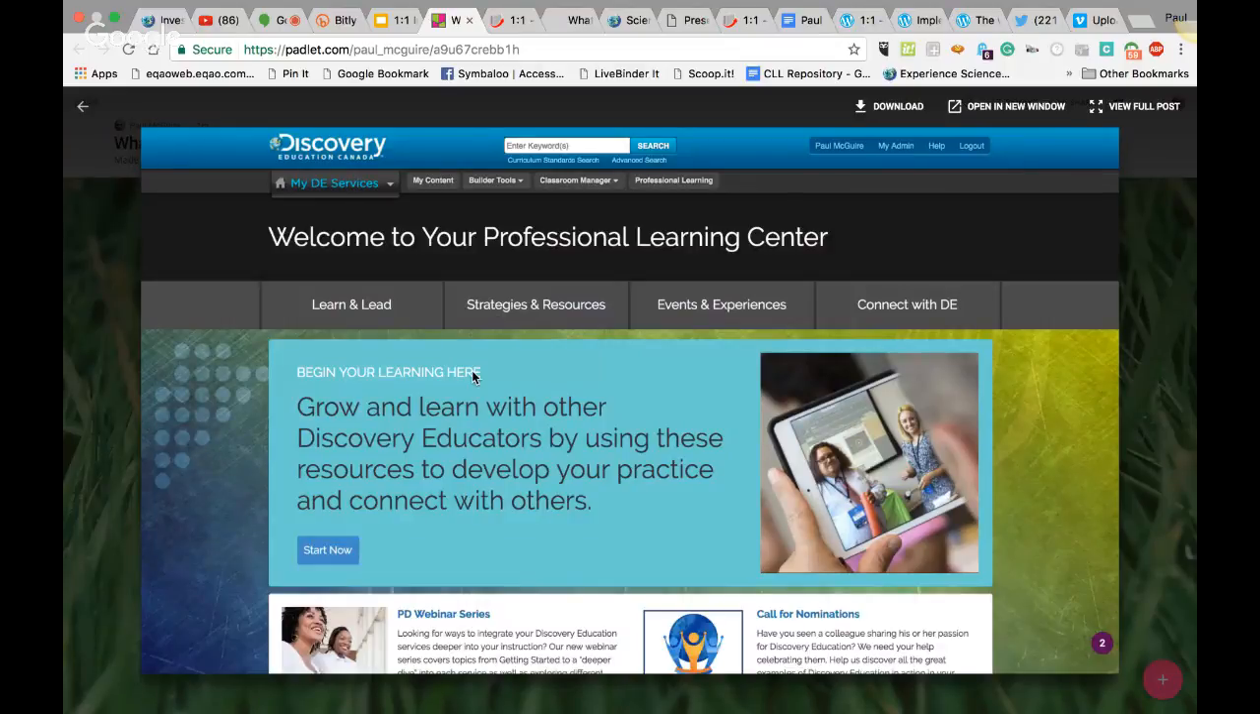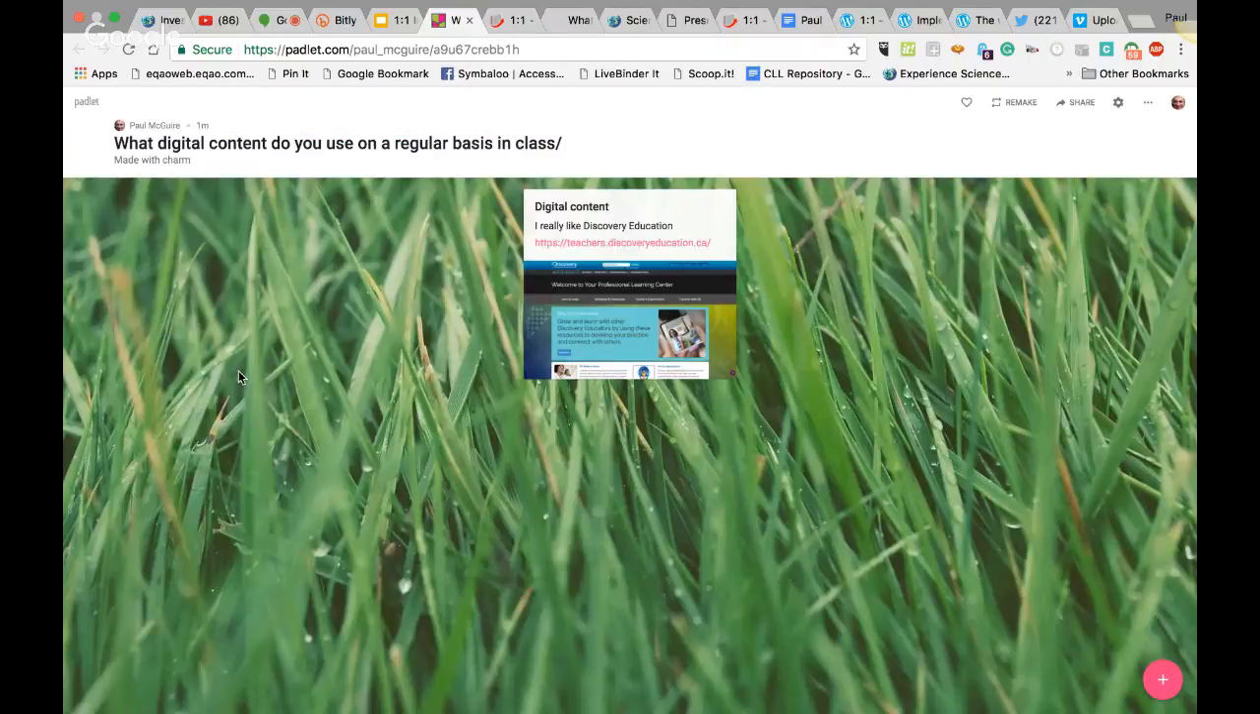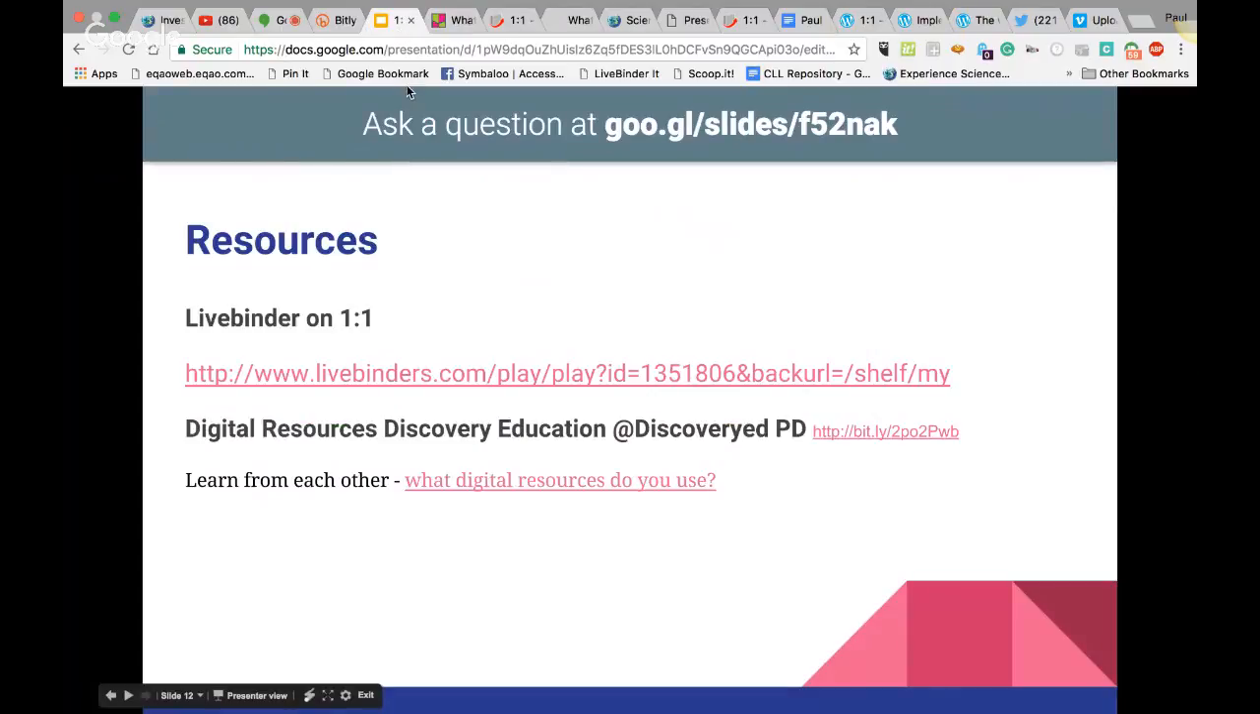So if you have things that you use, please feel free to put them up here. I'd love to find out more about what are the kind of digital resources that you find really helpful and useful when you're working with your kids and when you're trying to find engaging content that really gets them to be creators in the classroom rather than consumers. So if you want to, please feel free to add stuff there.